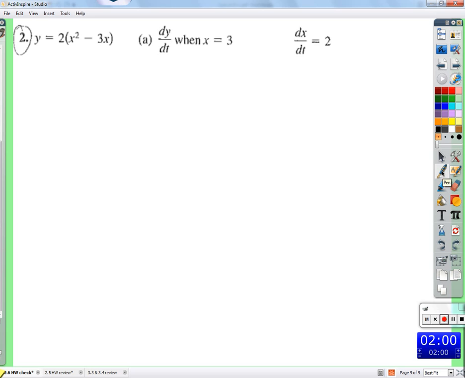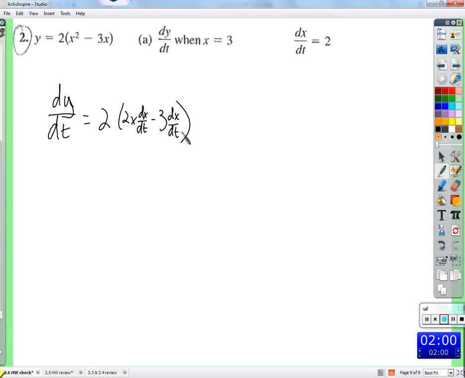Okay, so find dy dt when x is 3, given that dx dt is 2. Like we're using these things together. It's not 2 different things. All right, so dy dt. Well, we just have a constant multiple, so we can just say 2 times the derivative of whatever that is. What's the derivative of x squared minus 3x? 2x minus 3. 2x dx dt minus 3 dx dt. Right?